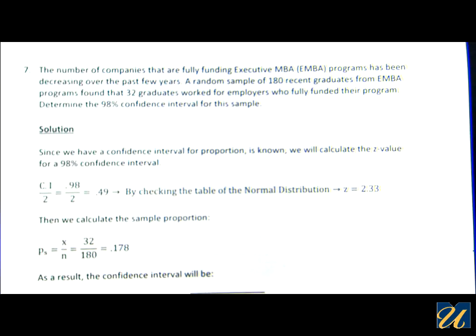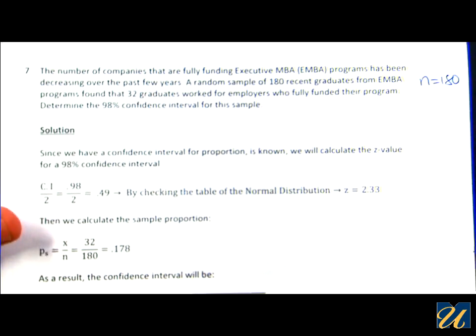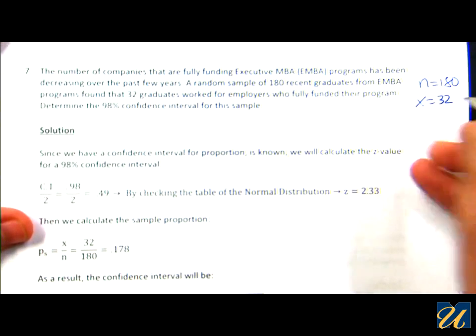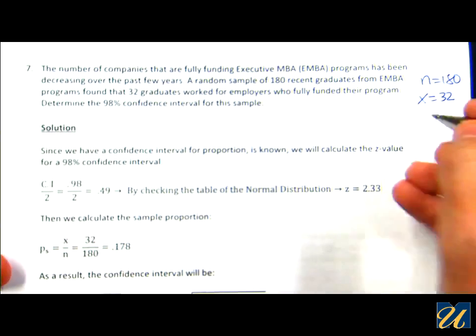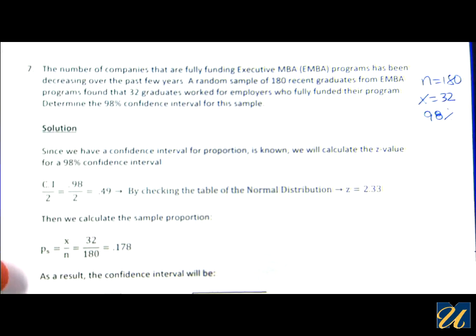Number 7, the number of companies that are fully funding executive MBA programs has decreased over the past few years. A random sample N of 180 recent graduates found that 32, X is equal to 32, worked for employers who fully funded the program. Determine the 98% confidence interval for this sample. Now, I'm looking for a confidence interval for the proportion.